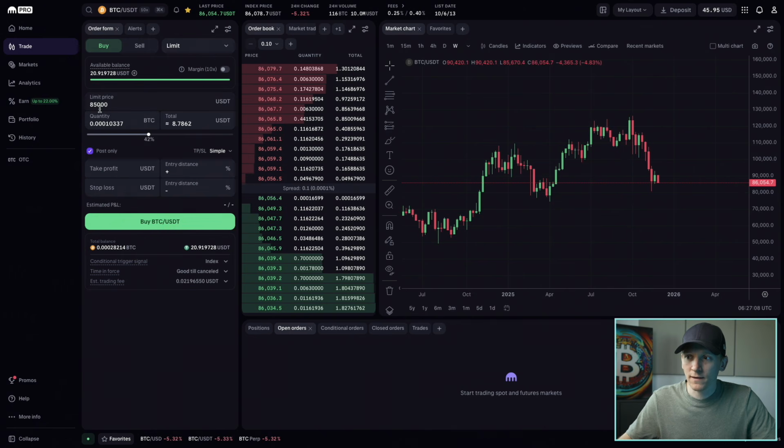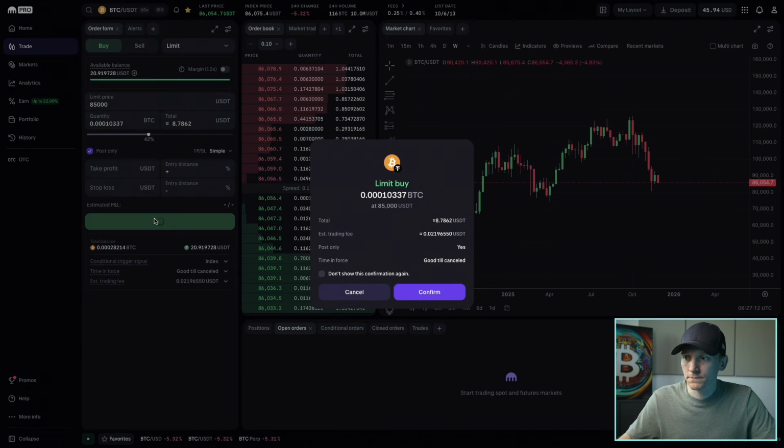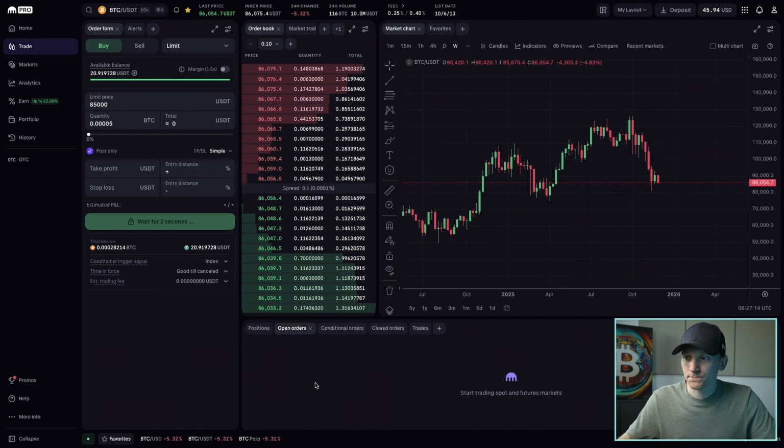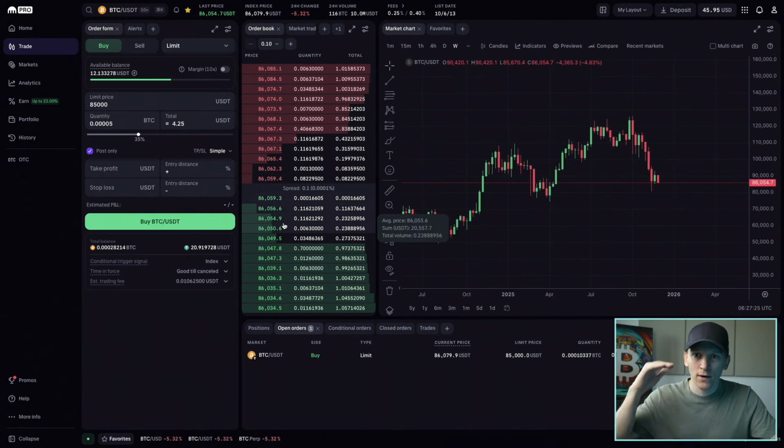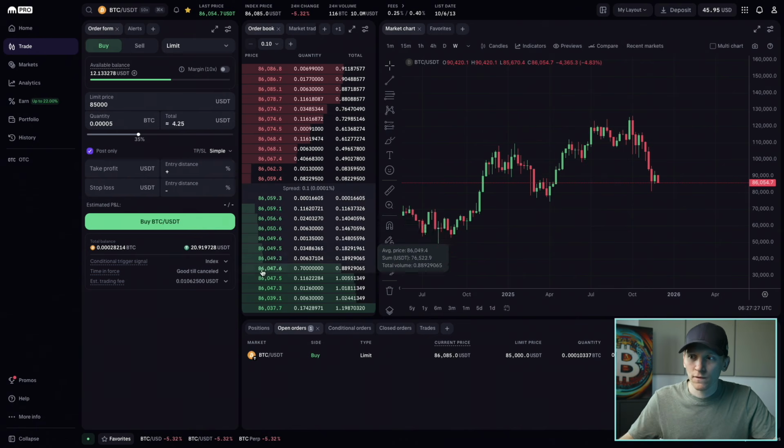So my limit price is 85,000. Current best bid is 86,056. We'll press buy, press confirm here. And down here, you should see it go to open orders. Now, we haven't traded yet because our limit price is 85,000. So we're telling the system, trade if there is a seller at 85,000 or better. But of course, there are people bidding higher than us, right? There's people bidding 86,000. So we're not going to trade right away.